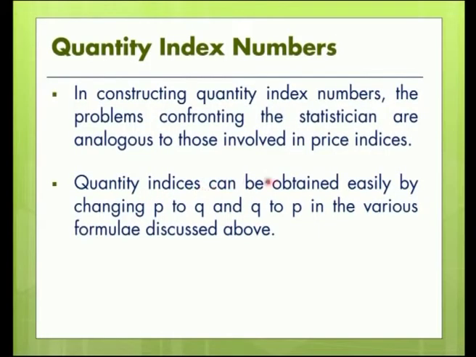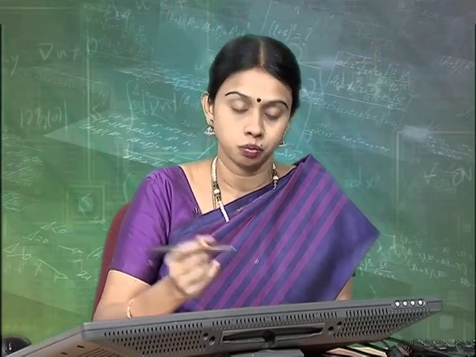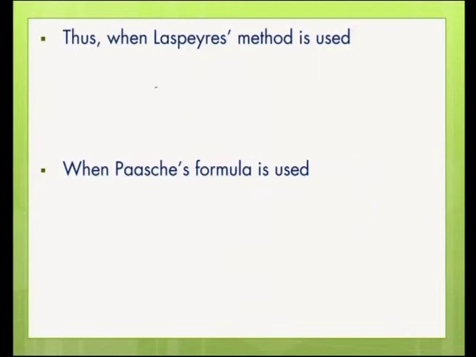So, quantity indices can be obtained easily by changing P to Q and Q to P in the various formulas discussed above. That is, Laspeyres method, Paasche's method, Marshall-Edgeworth method, Bowley's method, Kelly's method, and Fisher's ideal method are the various methods we have discussed in computing the price index numbers. The same methods apply for quantity index number computation also, where we have to reverse the role of P and Q.